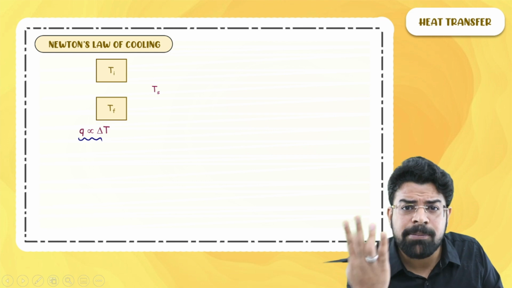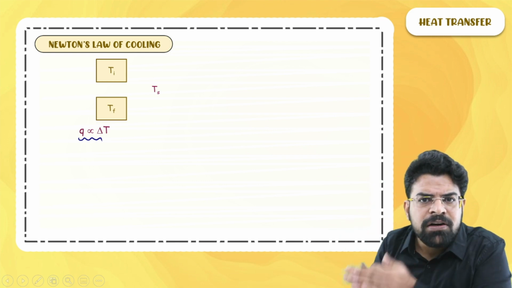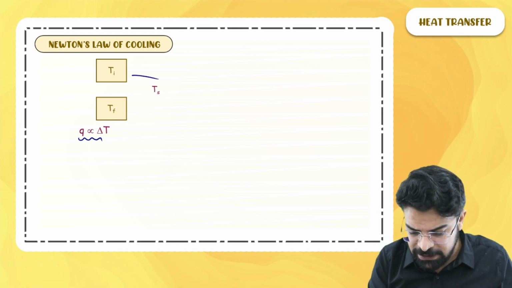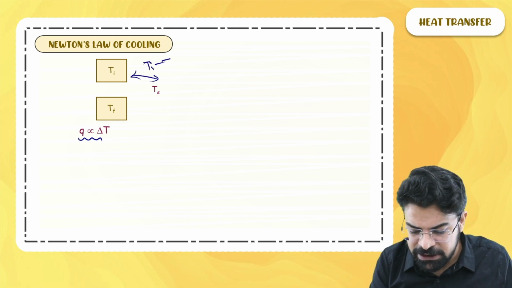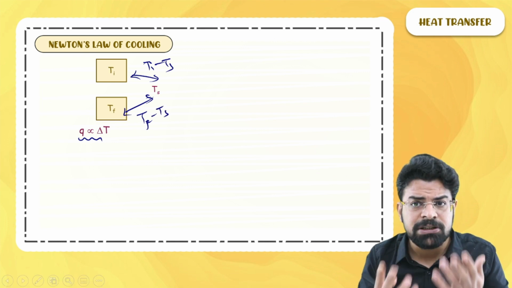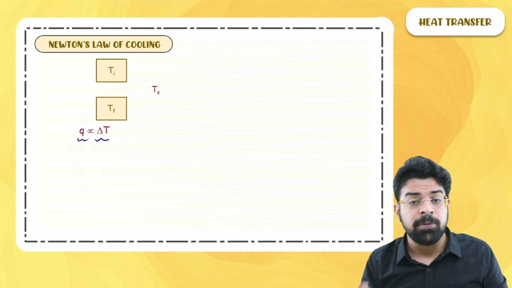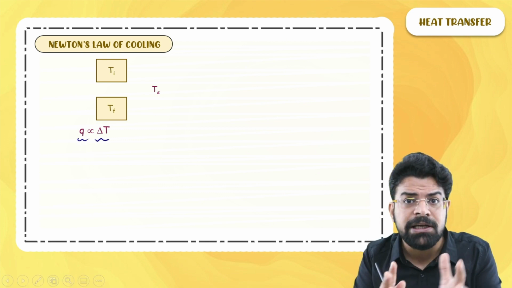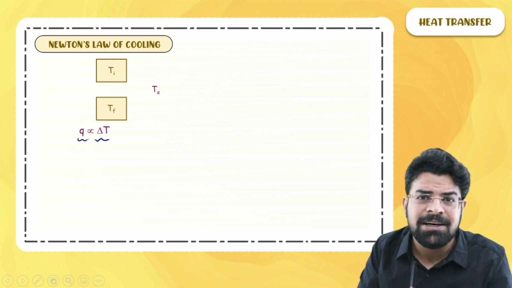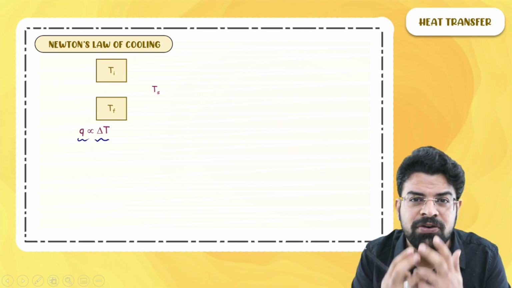But sir, which temperature difference? As the body cools down, its temperature difference with the surrounding continuously changes. Initially, the temperature difference was Ti minus Ts. Finally, the temperature difference is Tf minus Ts. Then which temperature difference should I take? I am saying that the rate of heat flow is directly proportional to the temperature difference between the body and the surrounding. But sir, the temperature difference continuously changes. So which temperature difference should I consider?